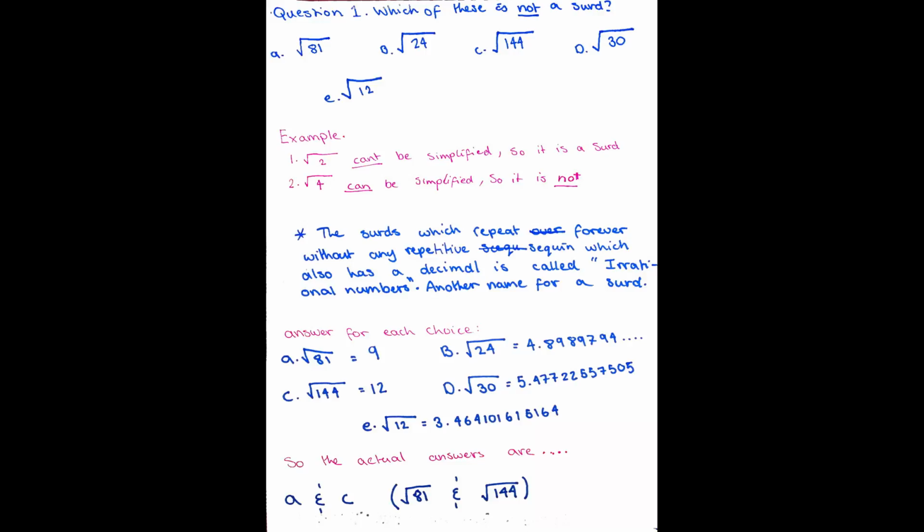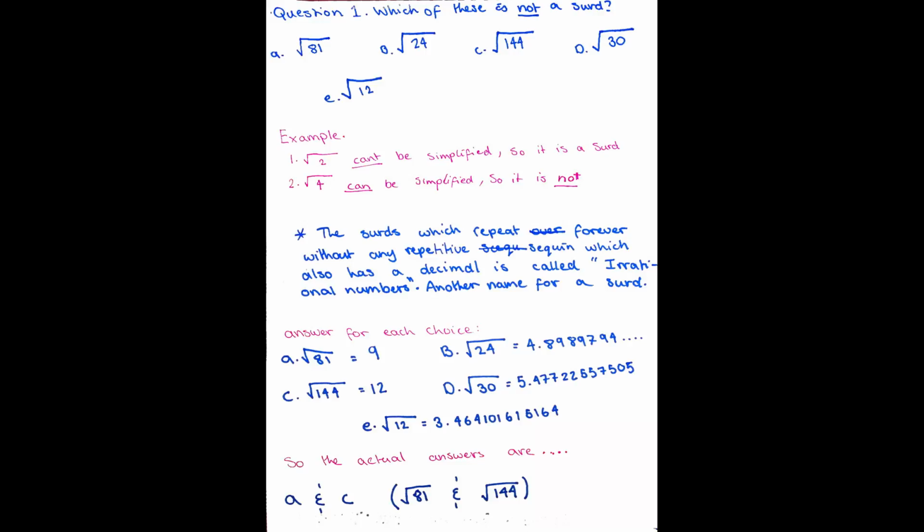So as you can see, the numbers which repeat forever without any repetitive sequence, which also have a decimal, are called irrational numbers, another name for a surd. This makes our answers easy to notice, because the answers which have a decimal place that goes on forever are surds. Square root of 81 is just 9, and the square root of 144 is just 12. So those are not surds, so that will be our answer. Our answer is A and C, which is square root of 81 and square root of 144.